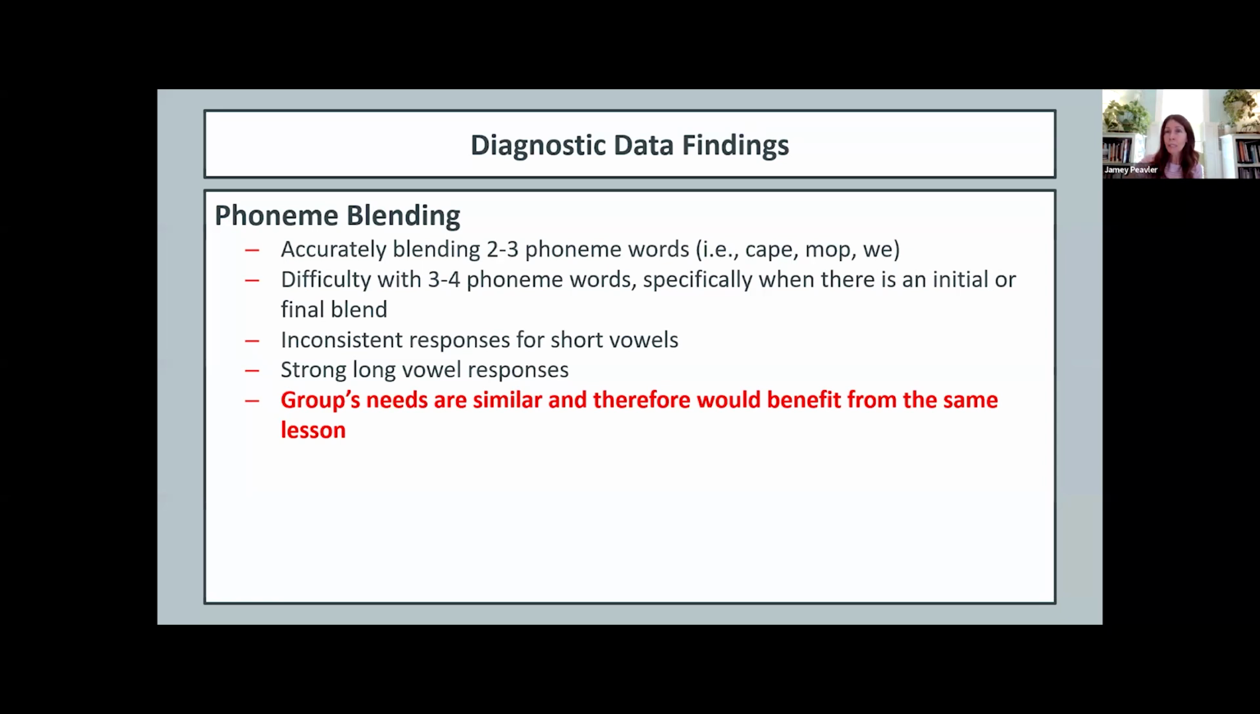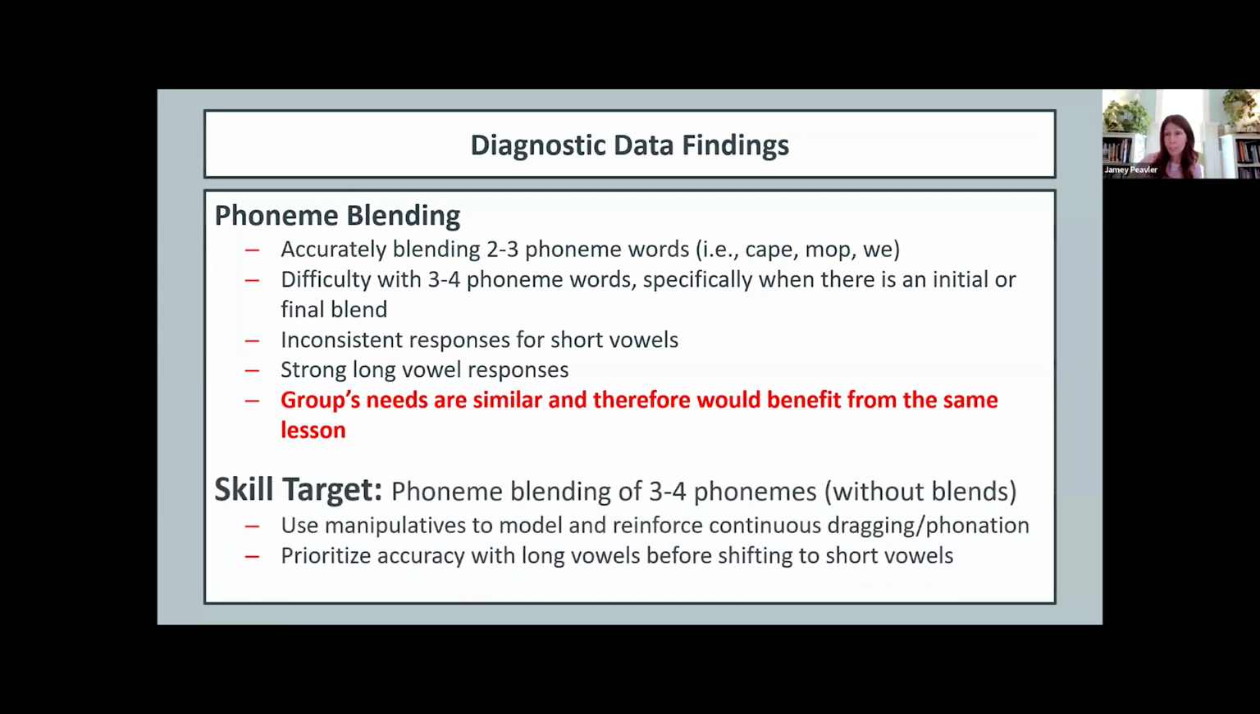So again, I've determined based on their error patterns, this is a group that is equally yoked, very homogeneously grouped students, so I can present a lesson that will meet their needs together. So here's what I'm going to do. I'm going to work on phoneme blending of 3 to 4 phonemes. I'm going to hold off on blends for a little while. I'll incorporate them in so I can get that 4 phoneme goal in just a little while.